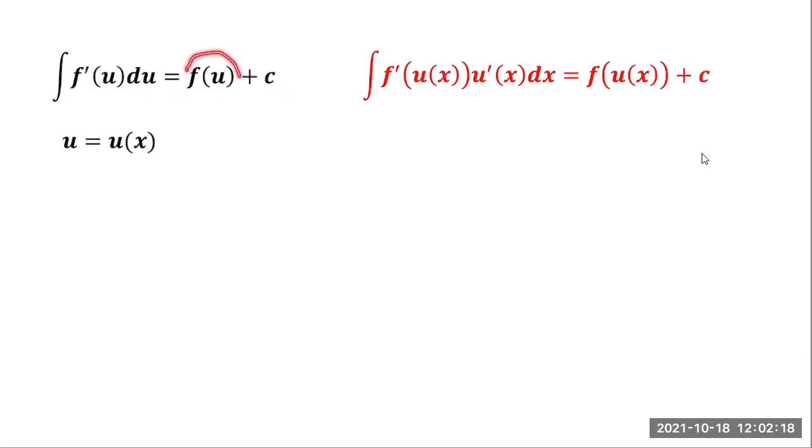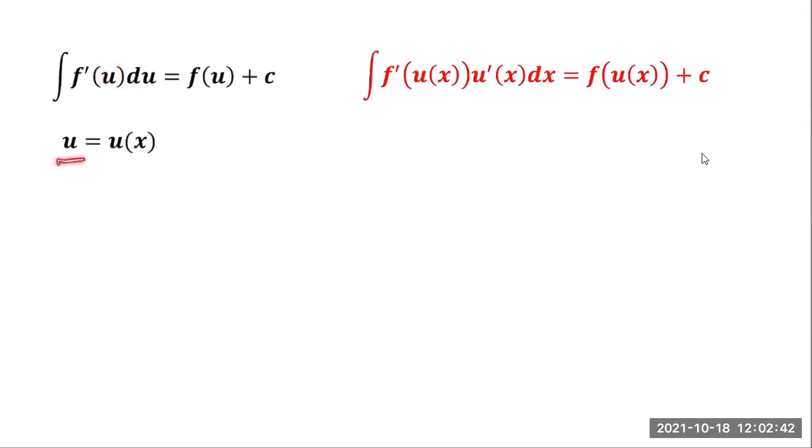Because we know that f of u is an antiderivative of f prime of u, because if you differentiate f of u, you get exactly this expression, f prime of u. So that means the indefinite integral of f prime of u du is equal to f of u plus a constant. So we have that. So what about if this u is a function of x now?